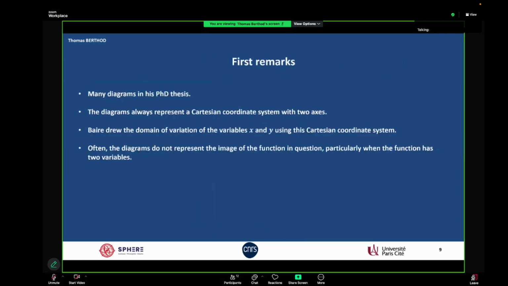So as I said, we could observe that many diagrams appear in his PhD thesis. I hope I convinced you about this point. The diagrams always represent Cartesian coordinate systems. They draw the domain of variation, and often the diagrams do not represent the image of the function.